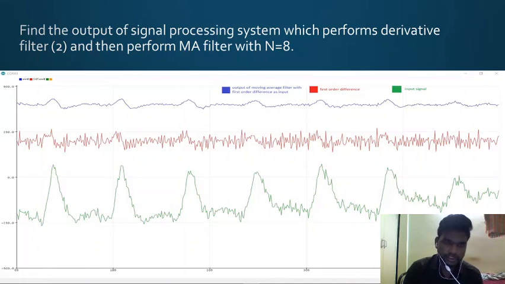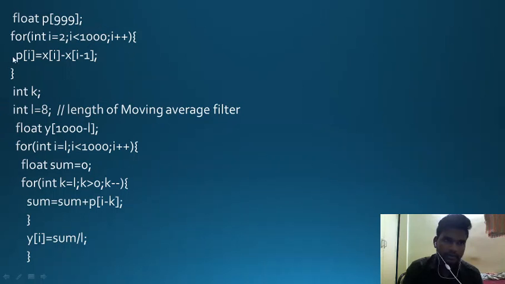The code for this question is this. Now we are calculating the difference, that is, we are finding the output. This is the output of the first order difference filter. X is the input, and we are finding the difference, and P of I is the output of the first order difference filter. Now we have to pass the output of the first order difference filter through the moving average filter with L equals 8. This is the code for that part, and this is the output.